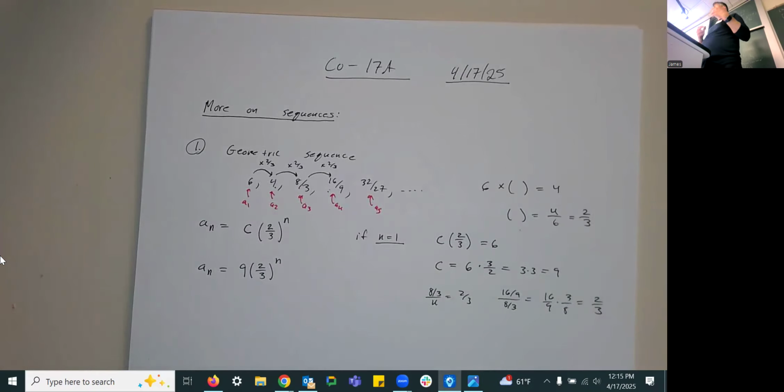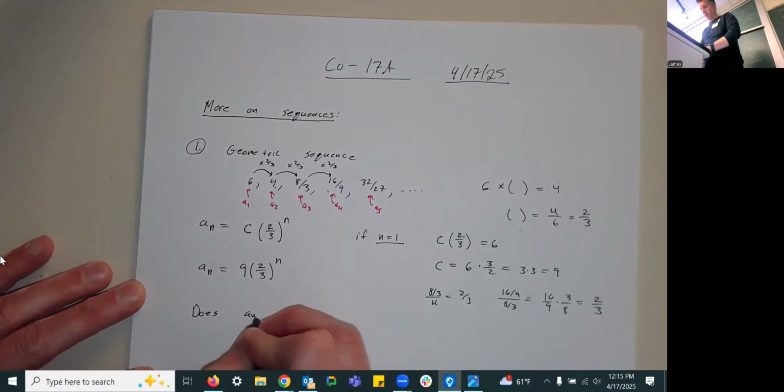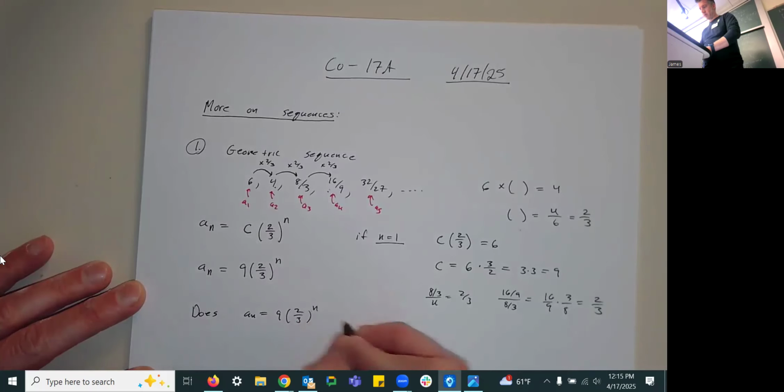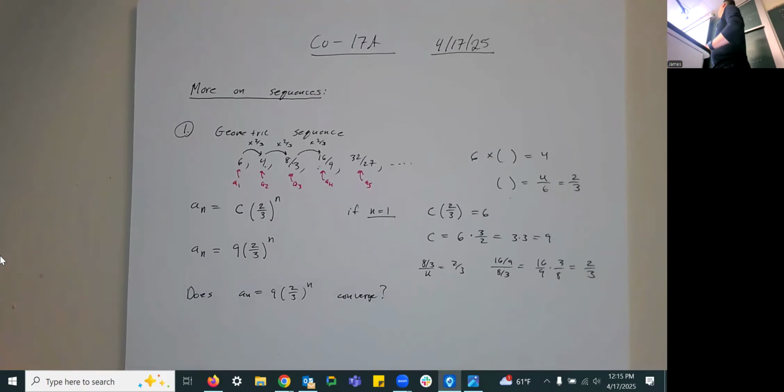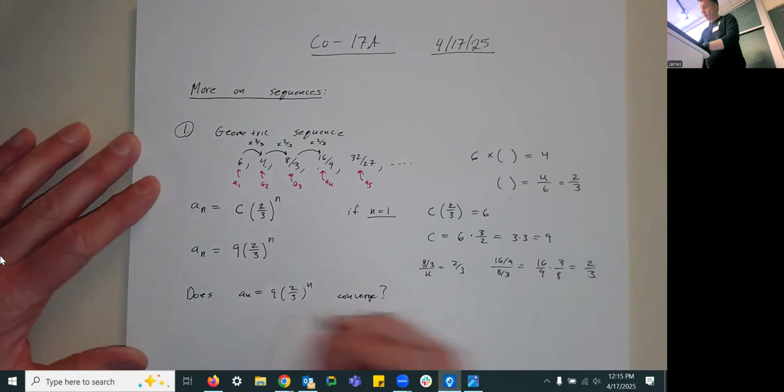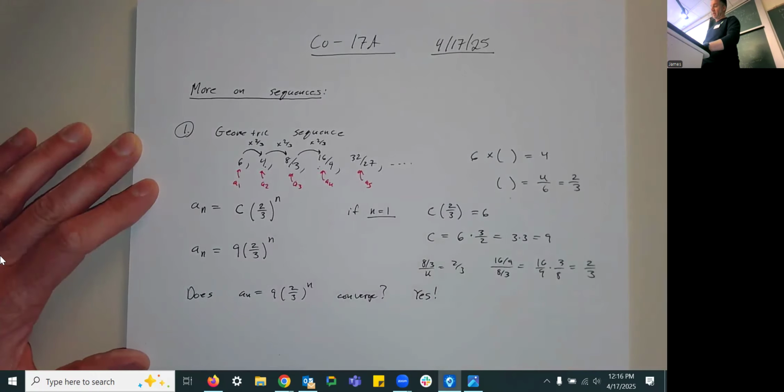Next question: what does this sequence converge to, if anything? Does this sequence converge? Our ratio, what we're multiplying by each time, is 2/3. If you multiply a number by 2/3, does it get larger or smaller? Smaller. And if you keep multiplying by 2/3, you're going to get smaller and smaller until you get closer and closer to 0. So the answer here is an emphatic yes.